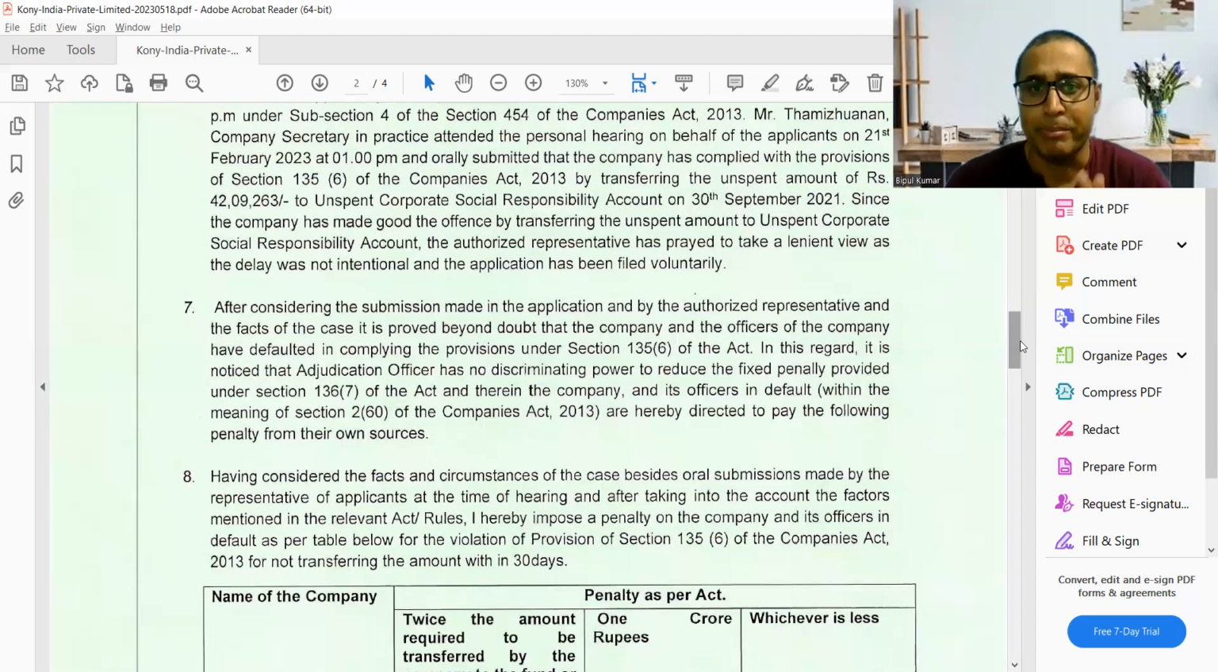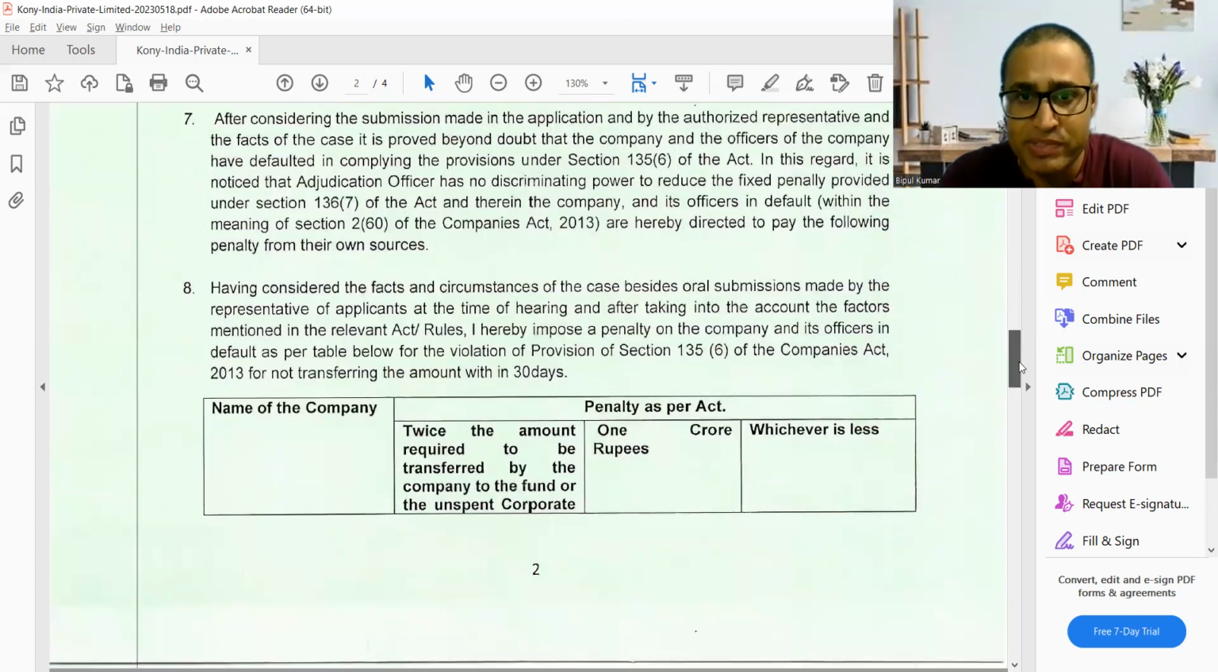After considering the submissions made in the application and by the authorized representative, and the facts of the case, it is proved beyond doubt that the company and officer of the company have defaulted in complying with the provision of section 135 subsection 6 of the Act. In this regard, it is noticed that the adjudicating officer has no discretionary power to reduce the fixed penalty provided under section 135 subsection 7 of the Act, and therefore the company and officer in default within the meaning of section 2 clause 60 of the Companies Act are hereby directed to pay the following penalty from their own sources.